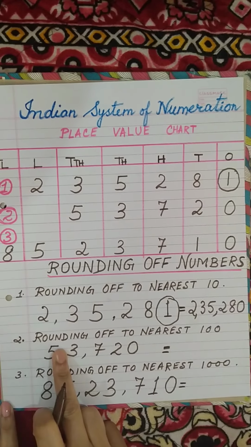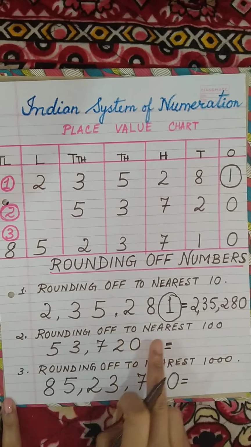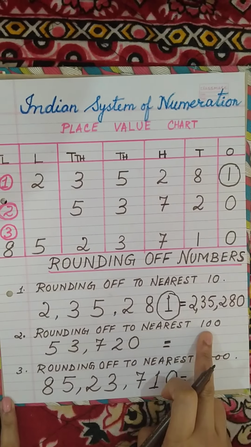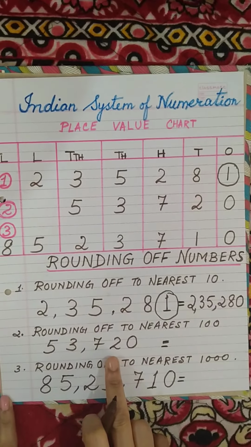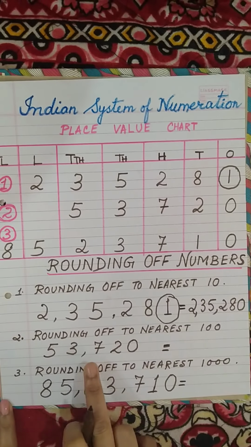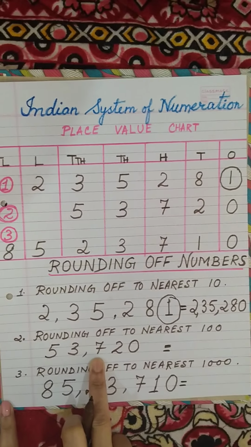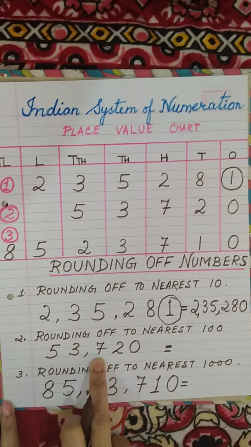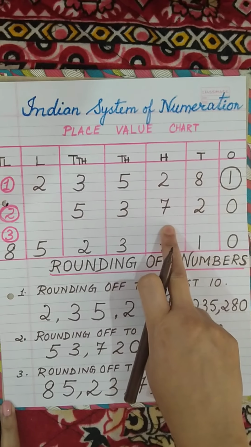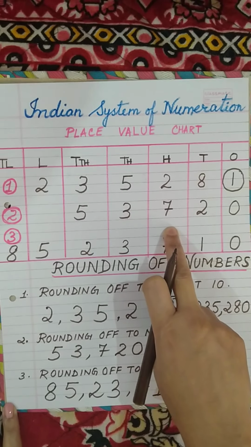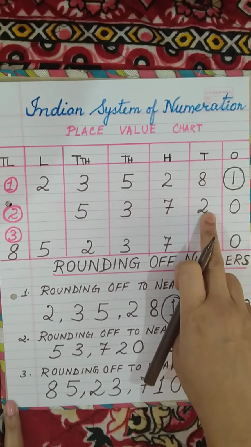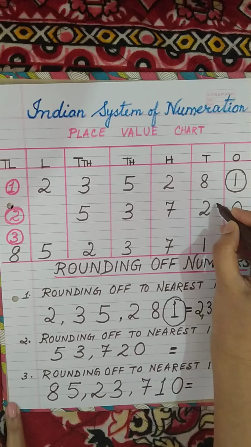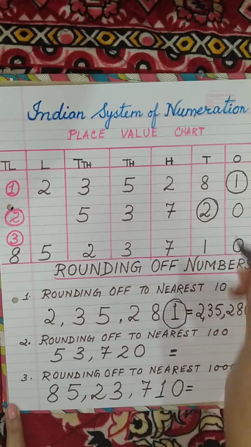The next we have rounding off to nearest 100. Now let us find out which digit do we have in the hundreds place. We have 7 in the hundreds place here. We have to find a number which is nearest to it. So nearest to it is 2. Therefore, we round off 2 here.